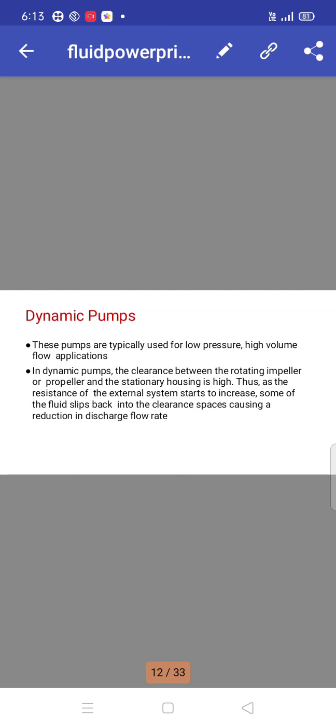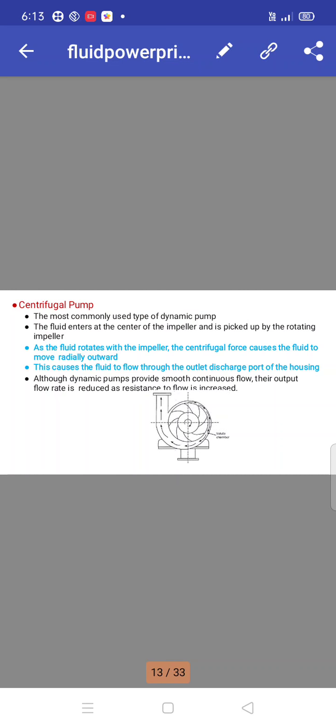Dynamic pumps. These pumps are typically used for low pressure, high volume flow applications. In dynamic pumps, the clearance between the rotating impeller or propeller and the stationary housing is high. Thus, as the resistance of the external system starts to increase, some of the fluid slips back into the clearance spaces, causing a reduction in discharge flow rates. This is the dynamic pump.